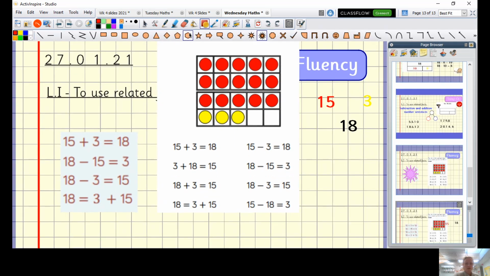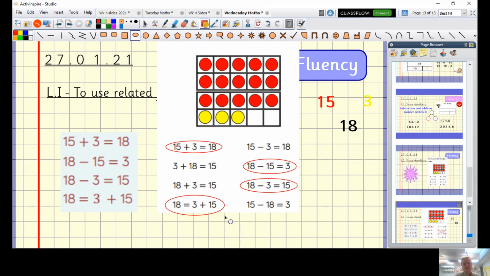So you should have circled 15 plus 3 equals 18. You should have circled, not that one, 18 minus 15 equals 3. You should have also circled 18 minus 3 equals 15. And finally, 18 equals 3 plus 15.